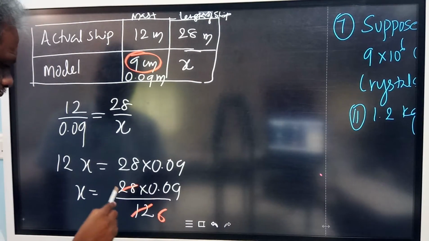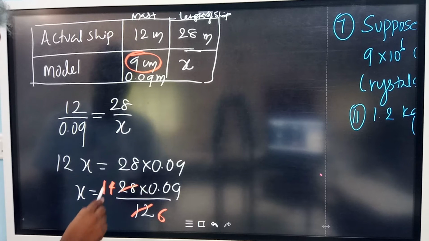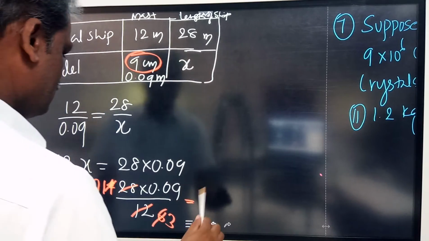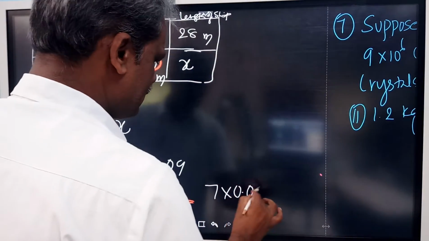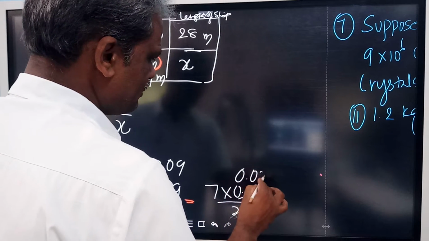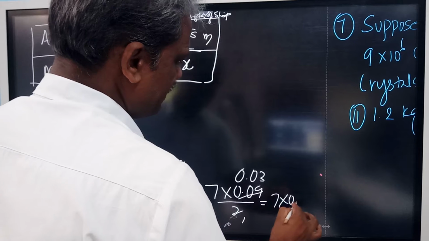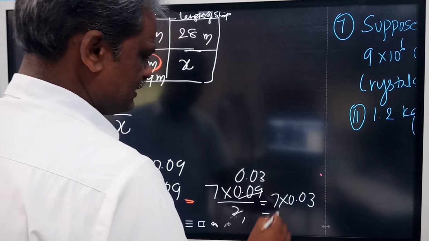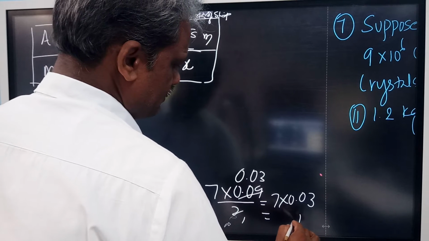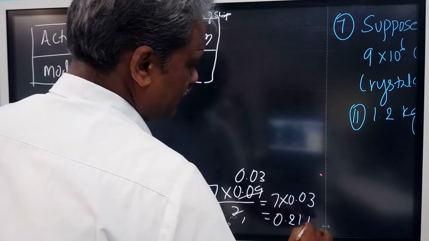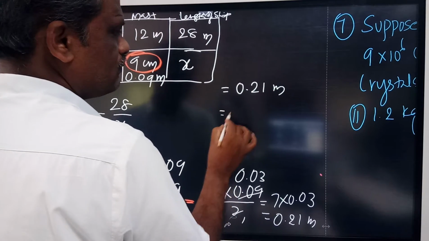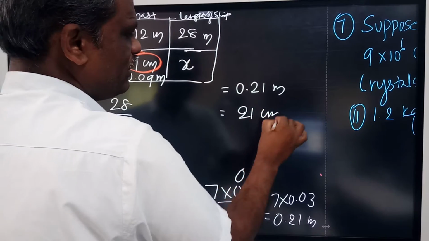2 6s are 12, 2 14s are 28. Again 2 3s are 6, 2 7s are 14. So now 7 into 0.09 divided by 3. 3 into 0.09 is 0.03. So 7 into 0.03, what is the answer here now? 7 3s are 21, so it is 0.21 meter, or 21 centimeter.